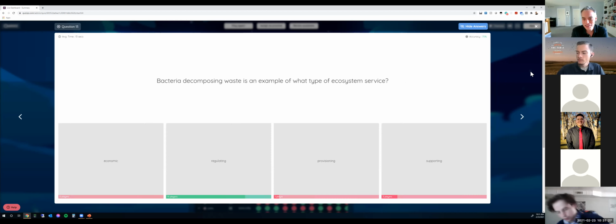Bacteria decomposing waste is an example of what type of ecosystem service? In this case, the correct answer was regulating, right? Because it's one of those background types of processes that helps keep the environment from becoming overburdened with dead plant life and animals and so forth. So that is an example of a regulating ecosystem service. If you go back to the lecture on ecosystem services, it defines the types of ecosystem services and what examples are included under each of those types.